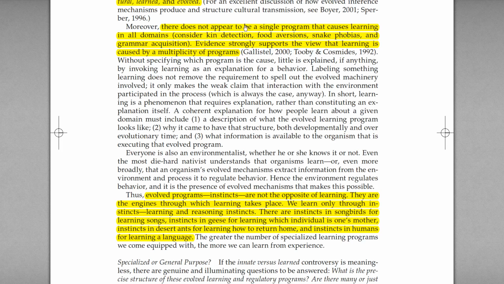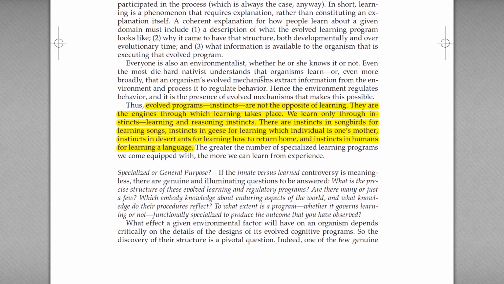There does not appear to be a single program that causes learning in all domains. For example, kin detection, right? We cannot use these kin detection instincts for food aversion. And then food aversion instincts, for example, if you avoid spoiled food, you cannot use these kinds of instincts for snake phobias. And snake phobia instincts, you cannot use them for grammar acquisition. They're all separate instincts for learning. It's caused by multiple programs.